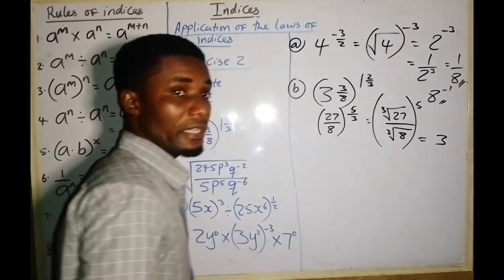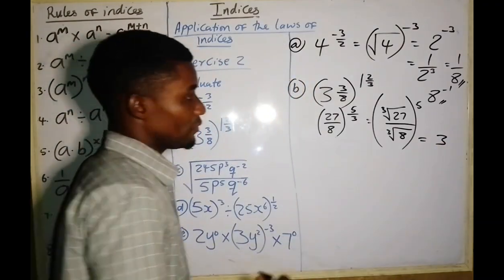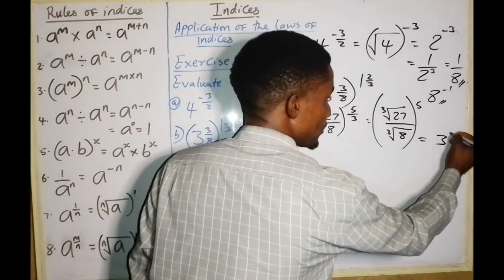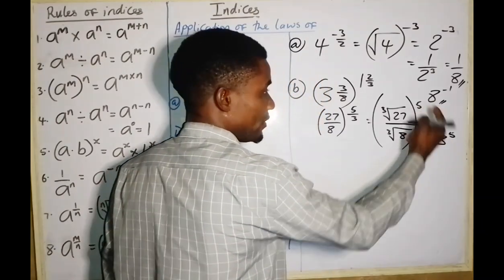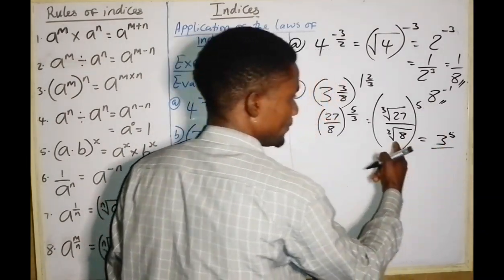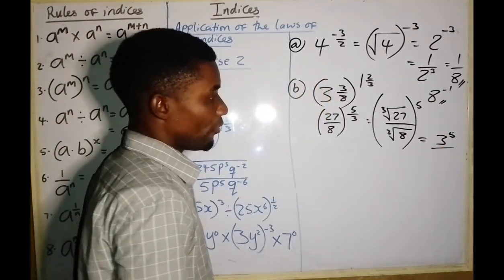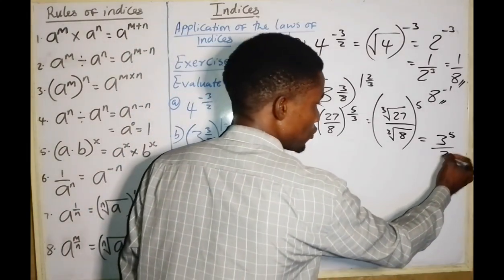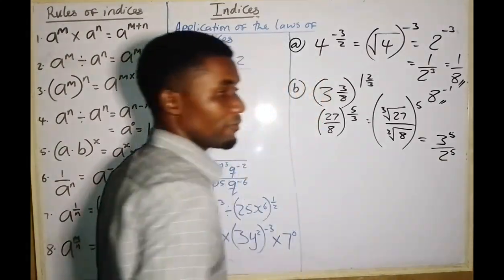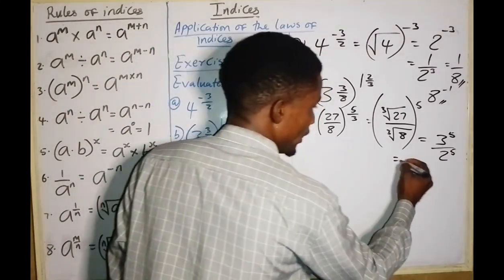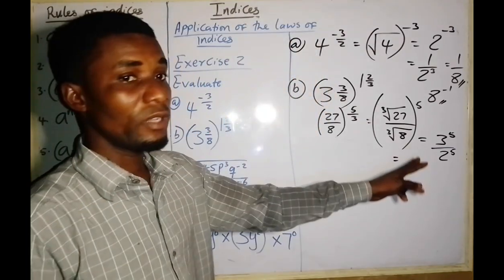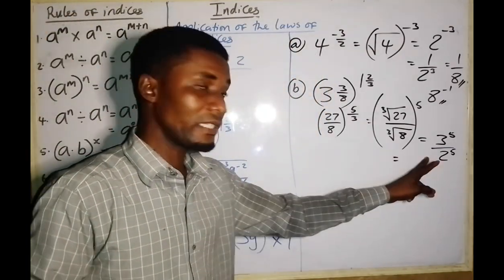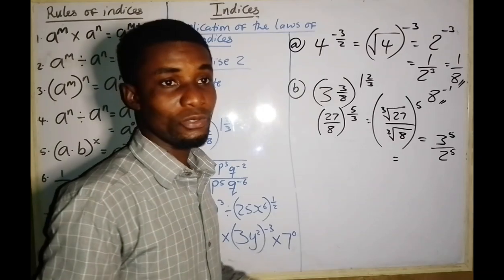3 times 3, that's 9. 9 times 3 will give us 27. Now 3 raised to the power of the 5 given here, over the cube root of 8, which is also 2, 2 raised to the power of 5. Now, provided the examiner wants you to leave the answer like this, of which no examiner will want you to leave the answer like this, you still need to solve for that.